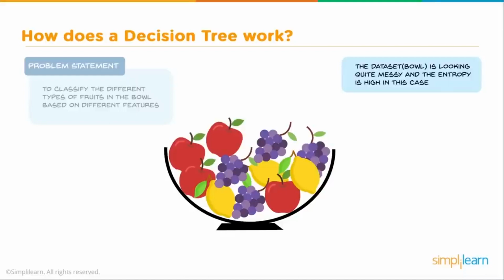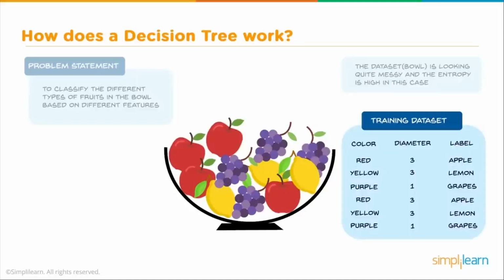And so we look in here. We're going to start with a training set. So this is our data that we're training with. And we have a number of options here. We have the color, and under the color we have red, yellow, purple. We have a diameter, 3, 3, 1, 3, 3, 1, and we have a label: apple, lemon, grapes, apple, lemon, grapes. And how do we split the data?